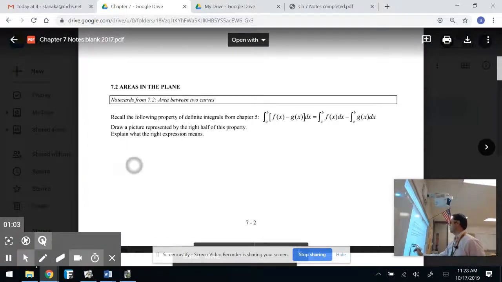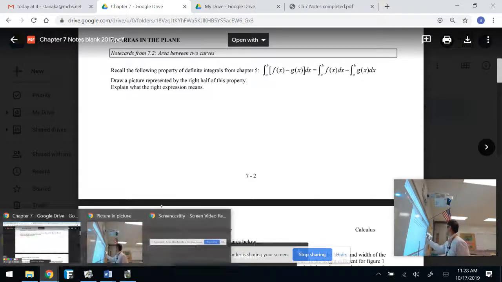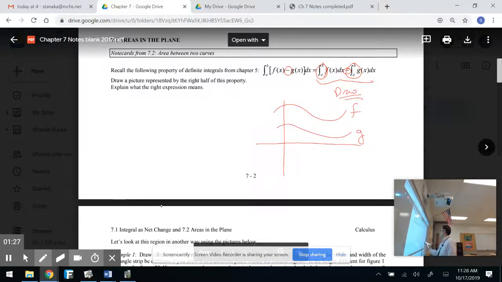Let me move this up a little bit. Recall the following property of definite integrals. Remember, an integral of a difference is the difference of two separate integrals. Would you be able to draw what that looks like? Here's an example. Let's say we have a graph f, and let's say we have a graph g. If I find the integral from a to b, what's the answer of that? It's that right there.